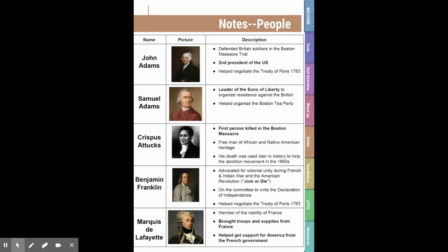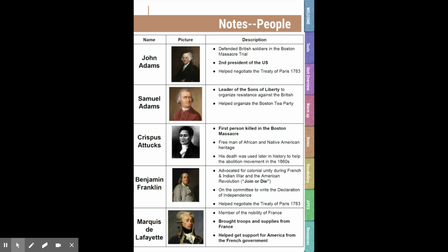His son, Samuel Adams, is the leader of the Sons of Liberty. They are a radical patriot group, and they also are well known for organizing the Boston Tea Party, which Samuel Adams was the leader of. Crispus Attucks got attacked at the Boston Massacre. If you look at his last name, Attucks, it looks like attack. So again, Crispus Attucks was the first casualty. He was known as a martyr at the Boston Massacre.